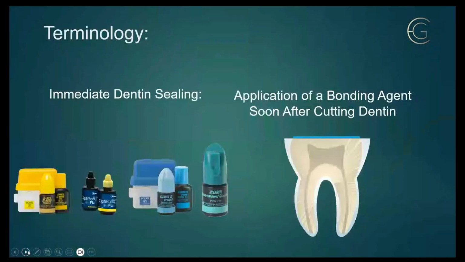So let's define the terms. IDS, immediate dentin sealing, simply put, is the application of a bonding agent soon after cutting dentin. If you look at these 4 products right here, 3 of them are 6th generation. They're the most tested products in the world. And then you have this little guy right here, and I am in love with this product. I never thought I would love an 8th generation universal bonding agent, 1 bottle. This is best of class, and there's not another universal bonding agent even close to this one. This is called Universal Bond Quick.